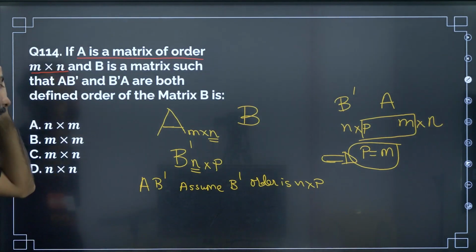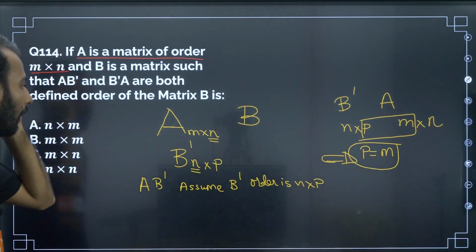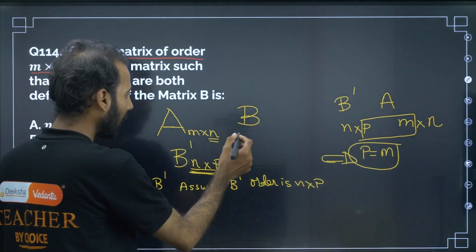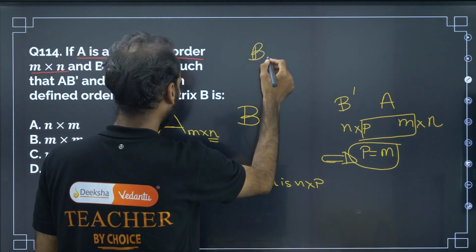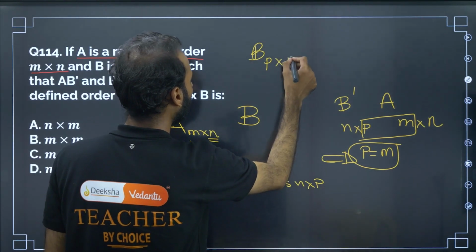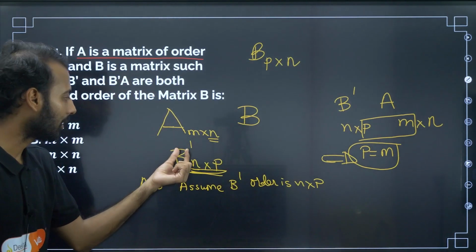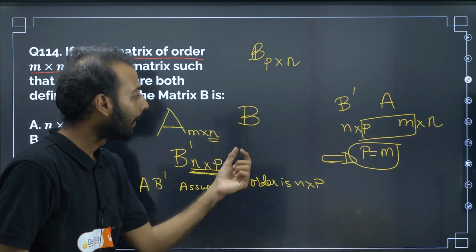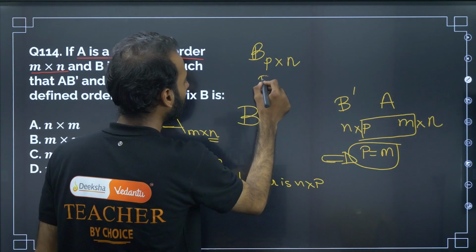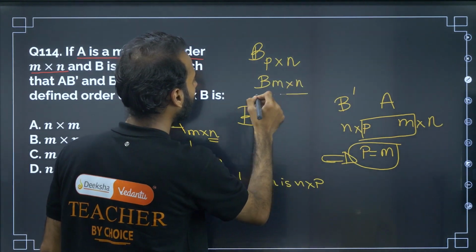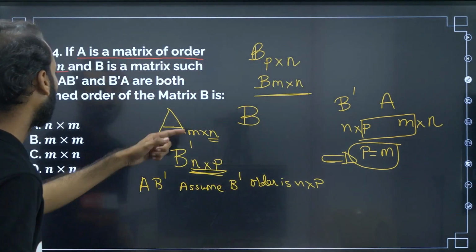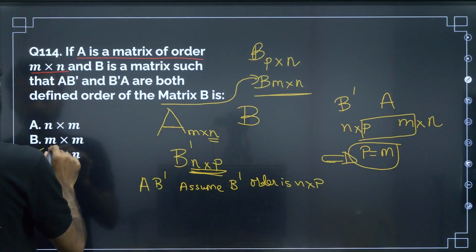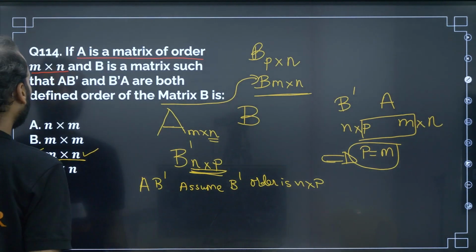They are talking about the order of matrix B. Now we have assumed n into p as the order of B dash. That means the order of B we will write as p into n. See here, B dash means what? Rows into columns. Transpose of a matrix, rows into columns. So p into n. Next, p is m, so B becomes m into n. The order of the matrix B is m into n. C is the answer. Moving on to the next question.